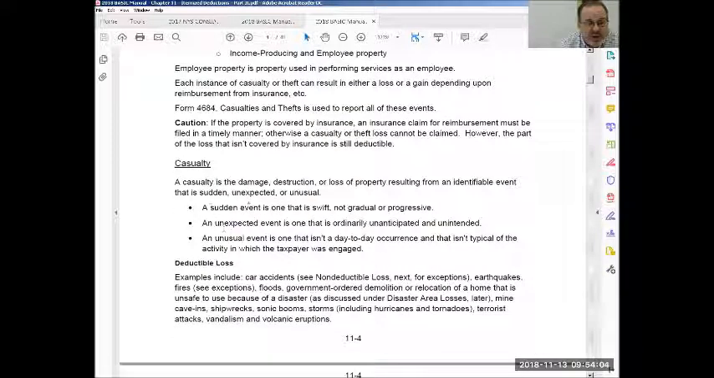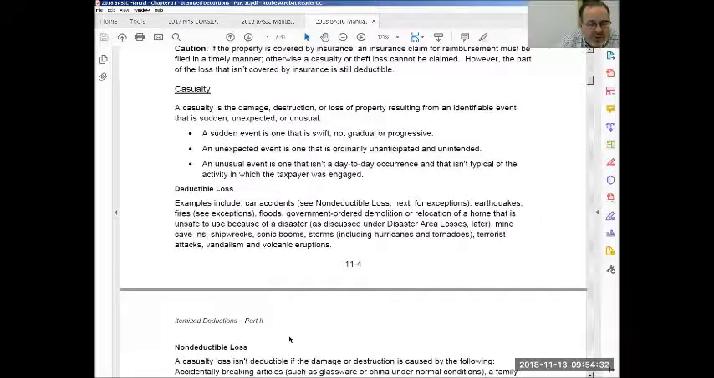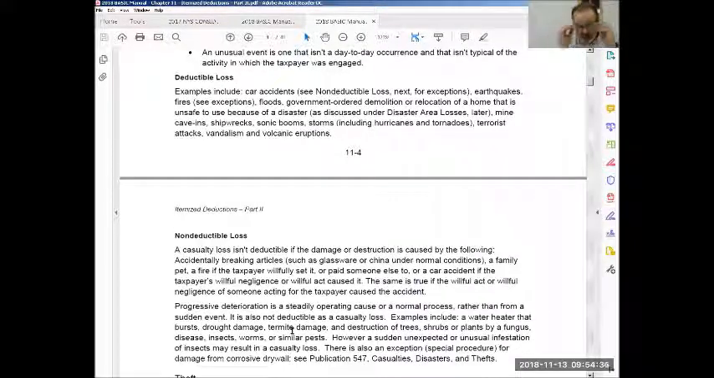Well, a deductible casualty loss is damage, destruction, or loss of property resulting from an identifiable event that is sudden, unexpected, or unusual. It talks about examples: car accidents, earthquakes, fires, floods, government-ordered demolition or relocation of a home, mine cave-ins, shipwrecks, sonic booms, storms including hurricanes and tornadoes, terrorist attacks, vandalism, and volcanic eruptions. I'm sure there are many others we could fill in, but that pretty much covers the major ones. A casualty loss isn't deductible if the damage or destruction is caused by the following.